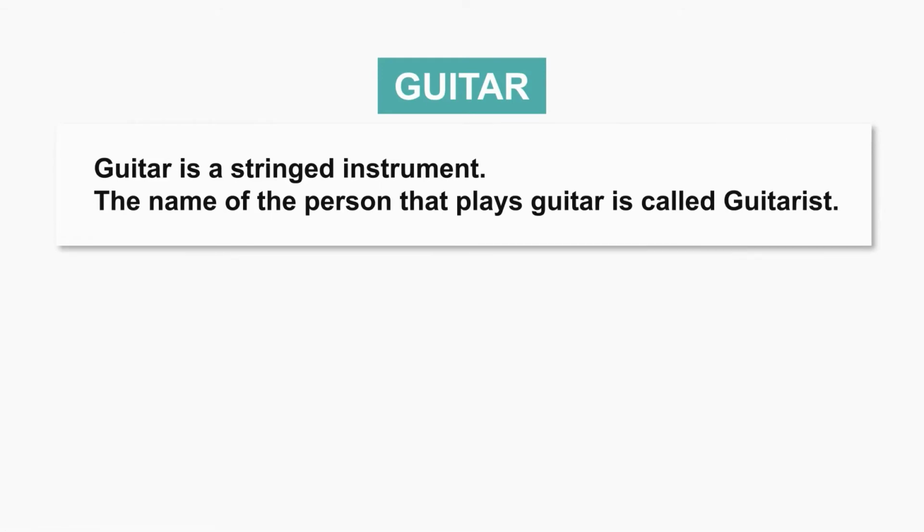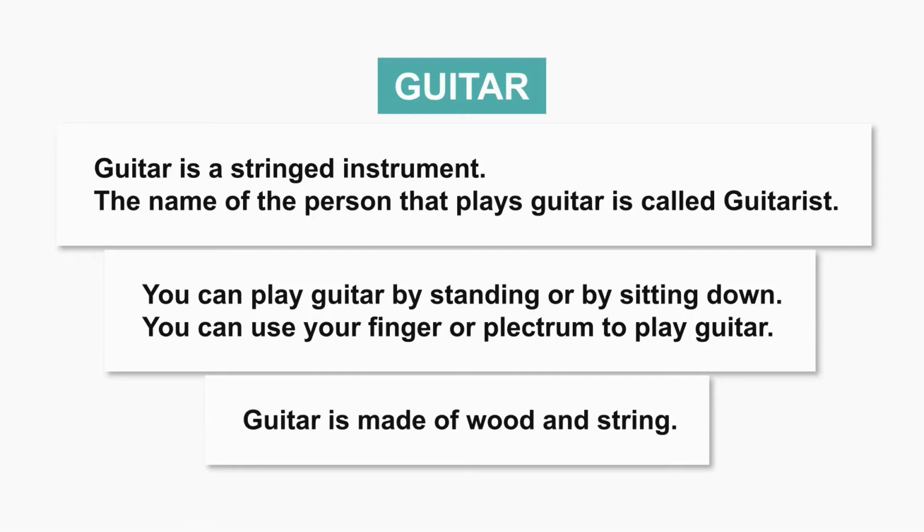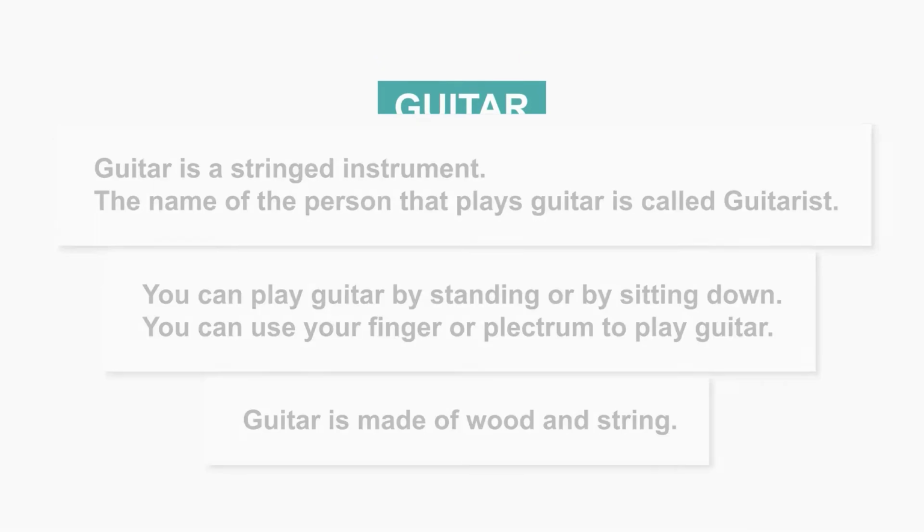Guitar is a string instrument. The name of the person that plays guitar is called a guitarist. You can play guitar by standing or by sitting down. You can use your finger or plectrum to play guitar. Guitar is made of wood and string.